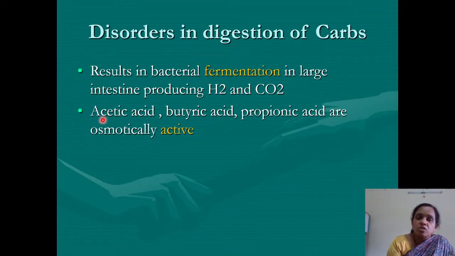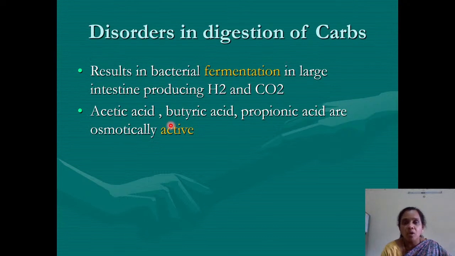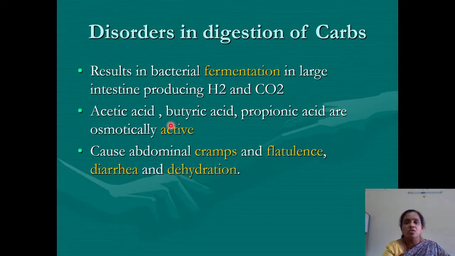Along with that, it also produces acetic acid, butyric acid and propionic acid. These acids are osmotically active. So what will they do? They will draw more and more water with it. Because of this, it will result in abdominal cramps, flatulence, diarrhea and dehydration.